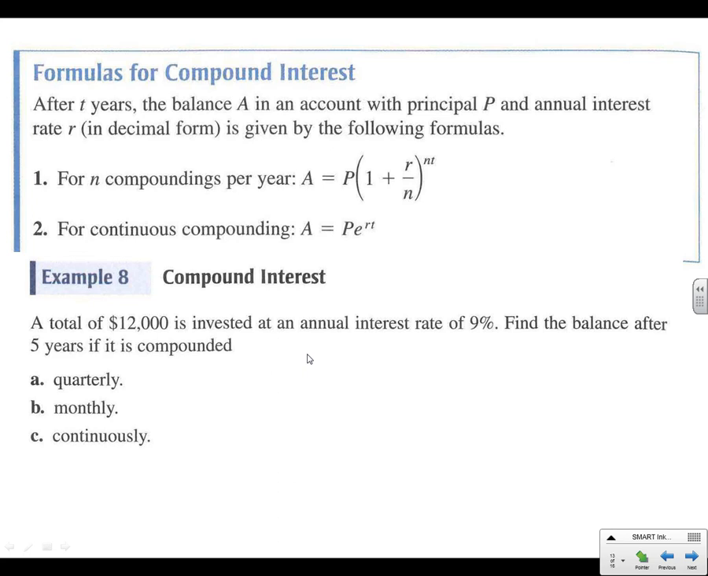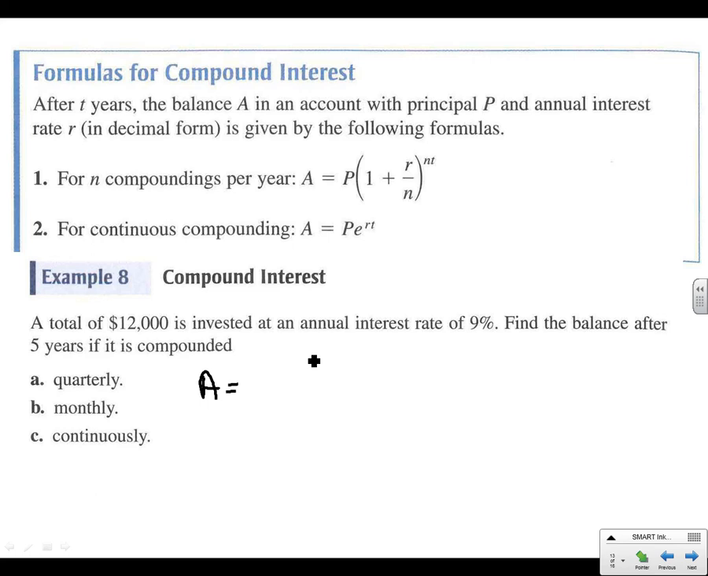All right, so let's take a look at these three problems actually. We're going to take $12,000 invested annually at 9%, and we're going to find our balance after 5 years if it's compounded quarterly, then monthly, then continuously. So for A and B, we're going to use our first formula. We're going to find out our A. And so let's do our first one.